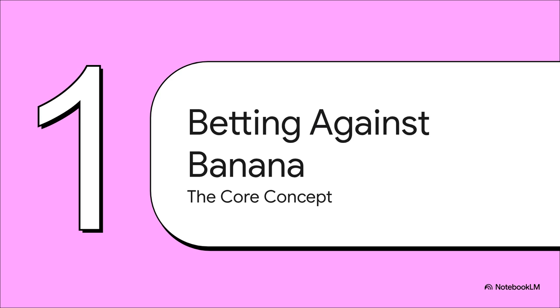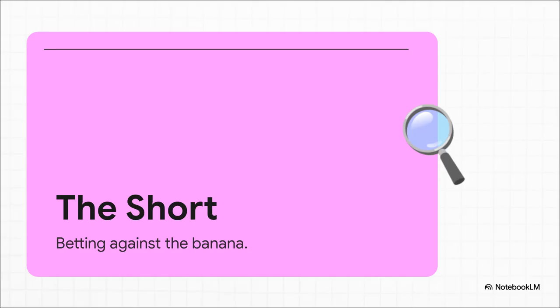Section 1. Betting against the banana, the core concept. Okay, we all know bananas have value. But to really grasp the short, we have to completely flip our mindset from wanting the banana to succeed to actually wanting it to fail. Taking a short position means you're making a highly calculated guess that tomorrow people will value this banana way less than they do right now. Your entire strategy for success is anchored completely to the depreciation of this asset.